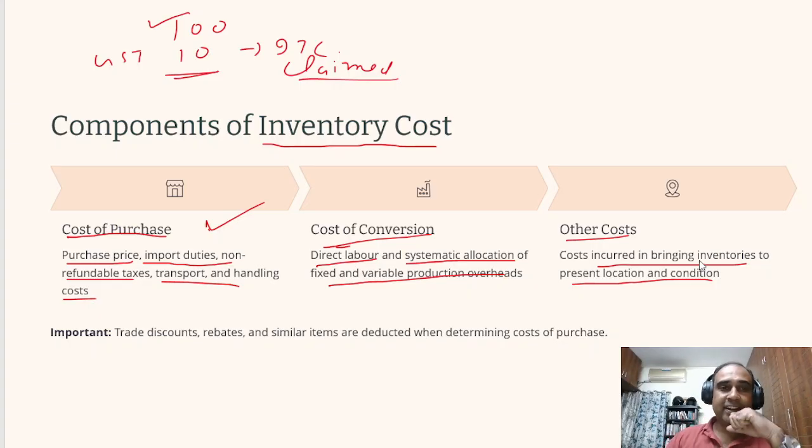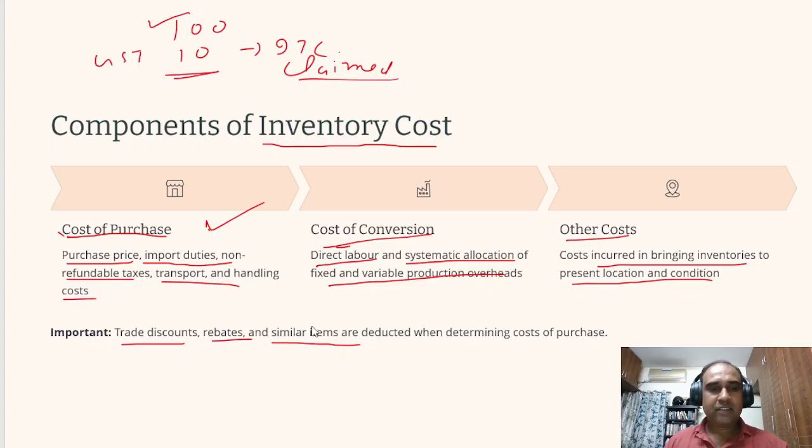Again, we discussed this in detail in IND AS 16 property, plant and equipment also. Any cost which is incurred to bring the inventory to the location and condition which is ready to use. That means if we are purchasing an inventory from 50 kilometers away, the transportation cost to bring the inventory to the location and to the condition which makes it available for use, that transportation cost can be added to the cost of the inventories. Clear? And similarly, trade discounts, rebates and similar items which are deducted are not considered as part of the cost of the inventory.